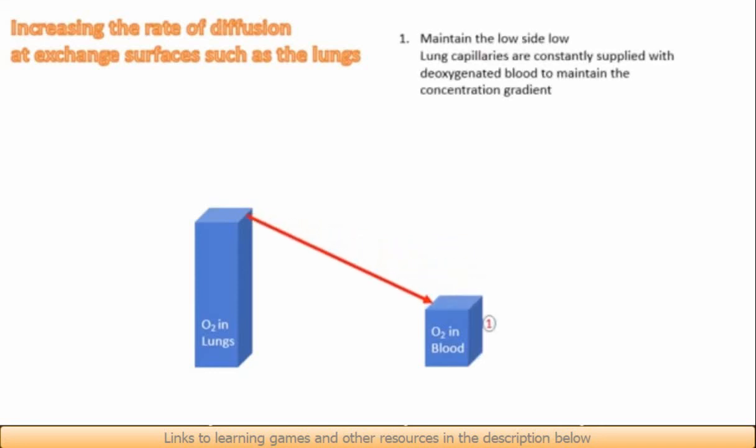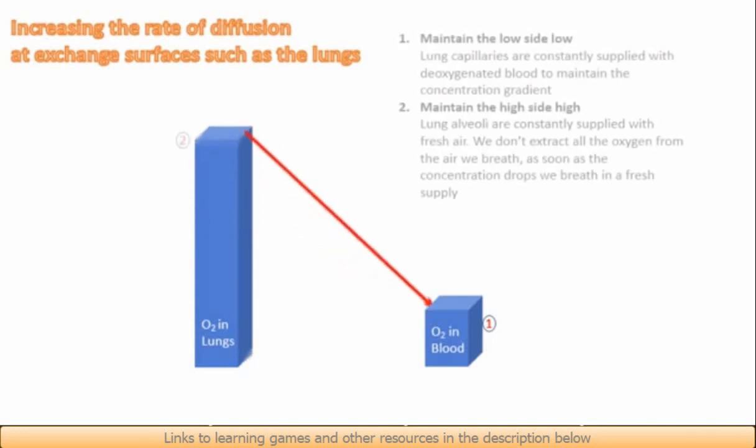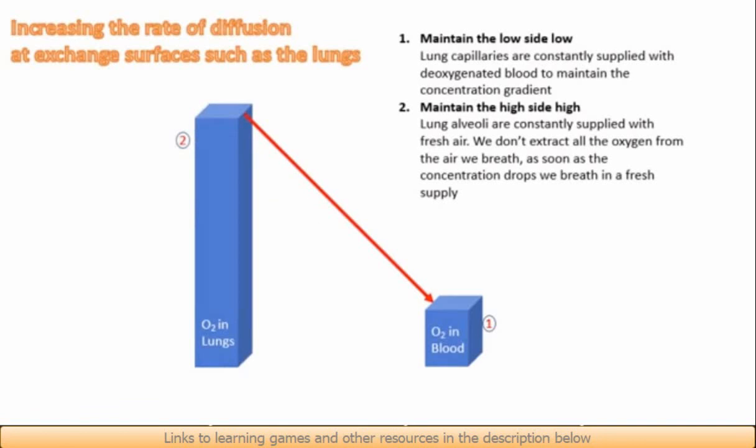In the lungs, the diffusion gradient is maintained by making sure that as soon as the blood has absorbed oxygen, it's replaced by a fresh supply of deoxygenated blood, and that keeps the concentration in the blood at the absorbing surface as low as possible. Also, as soon as oxygen levels in the air inside our lungs drop, we take in a fresh breath. There's still a lot of oxygen in the air we breathe out, but taking in a fresh breath keeps the concentration of oxygen at the absorbing surface as high as possible.